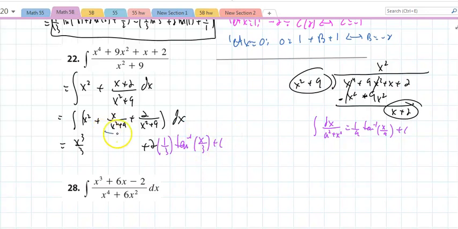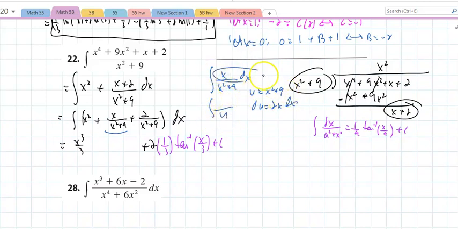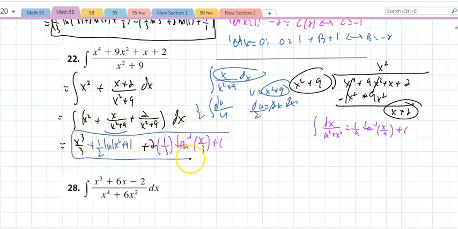The only thing left is this. If I look at the integral of x over x squared plus 9 dx, if I let u equal x squared plus 9, du is 2x dx. So this is the integral, that's a u, and this is a 1/2. So that is 1/2 natural log of u. Again, you don't need an absolute value on those because x squared plus 9 is always positive. And there it is.